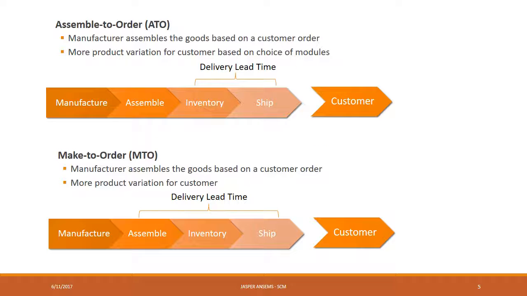You also have assemble to order, and then the delivery lead time is also within the inventory. The manufacturer assembles the goods based on the customer order. Then you have make to order. The manufacturer assembles the goods based on a customer order, so the assemble time is also involved in the delivery lead time.